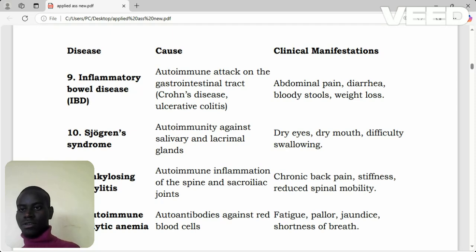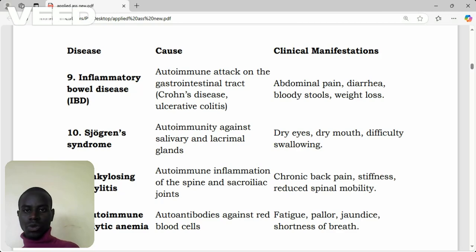The next disease is inflammatory bowel disease, or IBD. This is caused by autoimmune attack on the gastrointestinal tract. It is said to be Crohn's disease or ulcerative colitis. Its clinical manifestations are abdominal pain, diarrhea, bloody stools, and weight loss.